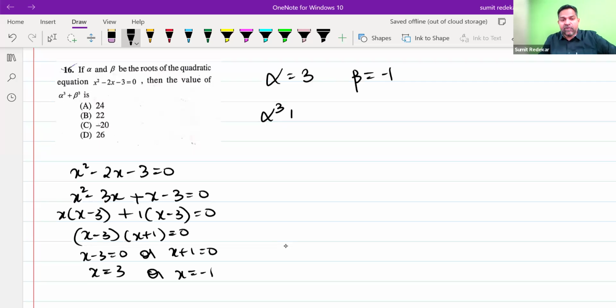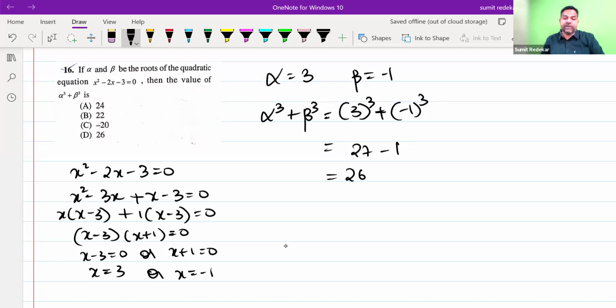They want alpha cube plus beta cube, which is 3 cube plus (minus 1) cube. 3 cube is 27. Cube of a negative is still negative. Then the answer to this is 27 minus 1, which is 26. The answer to question number 16 is going to be D.